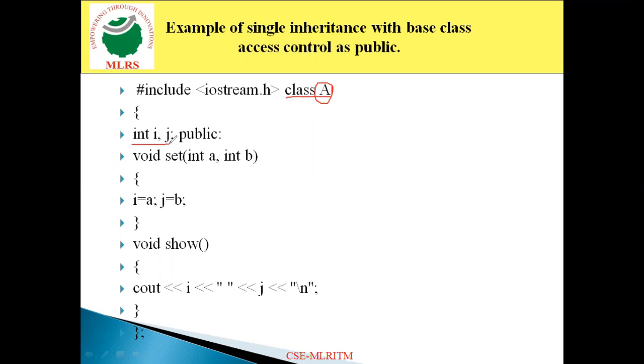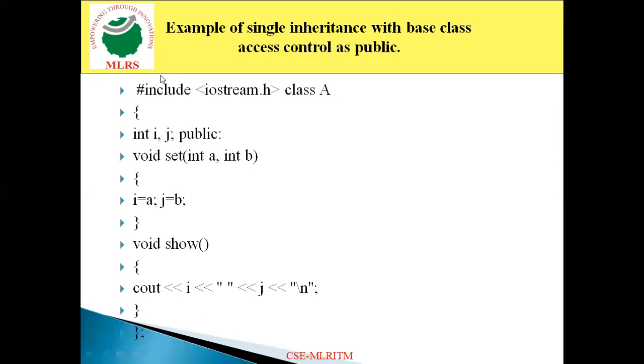In the private section, I specify I and J as the data members. In the public section, I am defining a function set with the parameters A and B. The A value will be assigned to I and the B value will be assigned to J. Then I specify a function named show, which prints the values of I and J on the output screen. Then close the class. Now the base class terminates.